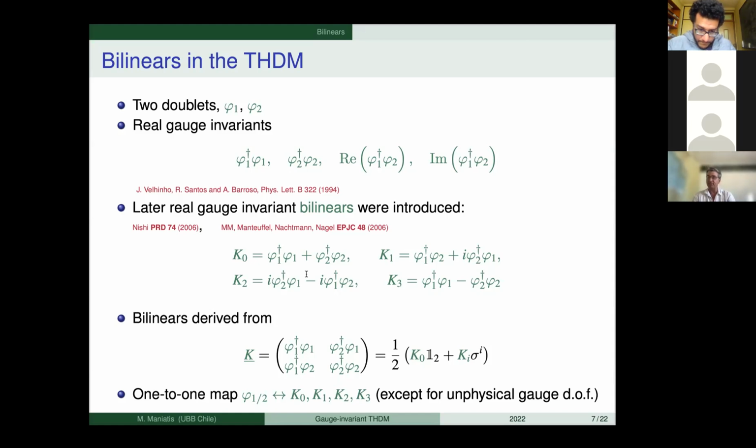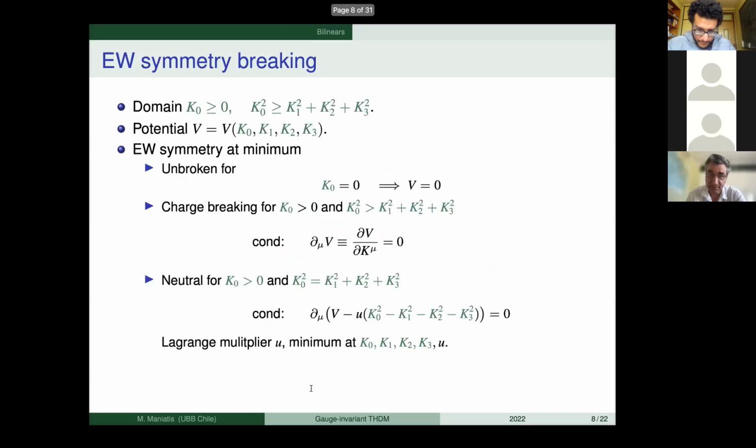But it doesn't matter. We can construct this case and talk, instead of the phi's, about this case. And how do you give masses to the fermions? I come to that. All this is possible in the gauge invariant way. I come to that. Yes, I want to convince you. These, by construction, these bilinears.